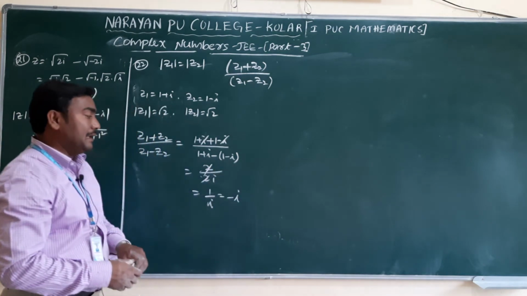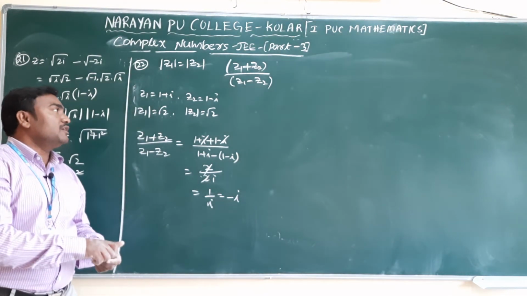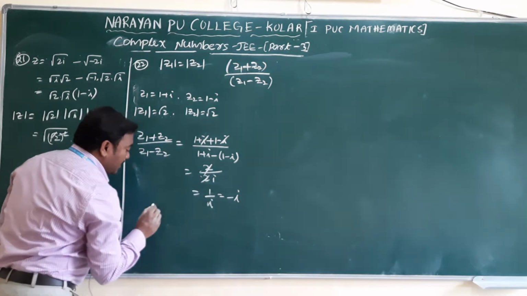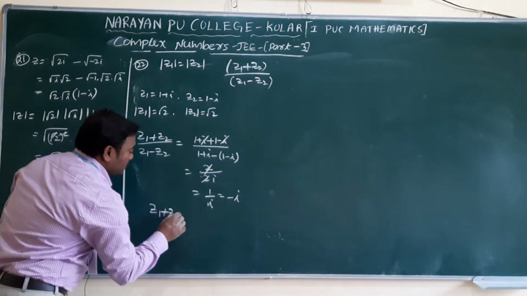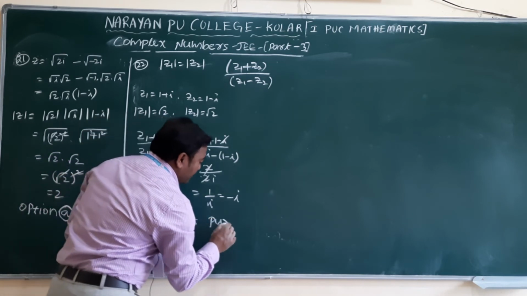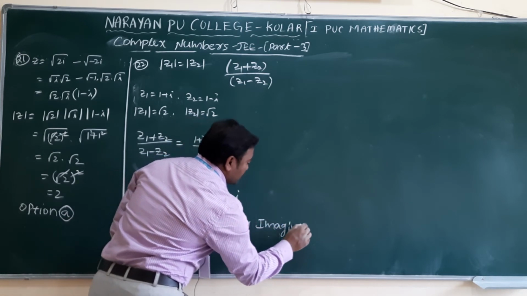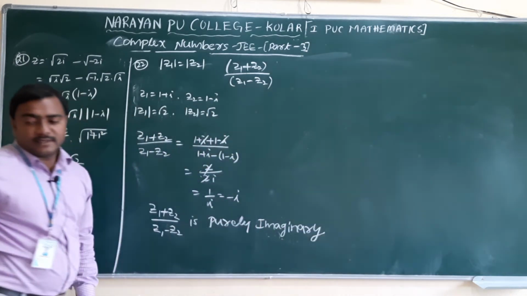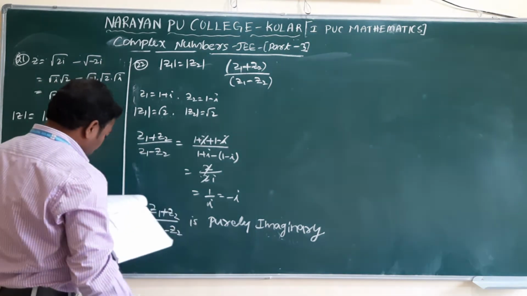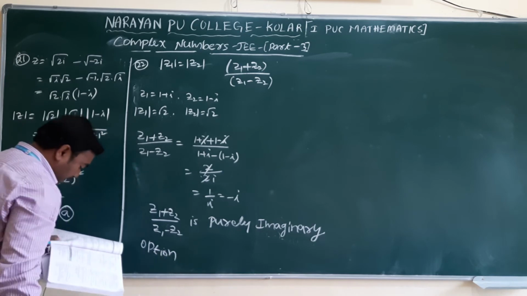So here we are getting only the imaginary part. Therefore z1 plus z2 by z1 minus z2 is purely imaginary. Here option A is the correct option.